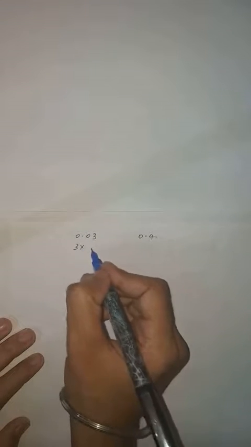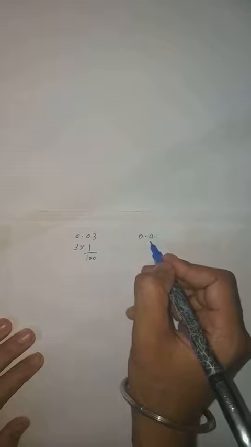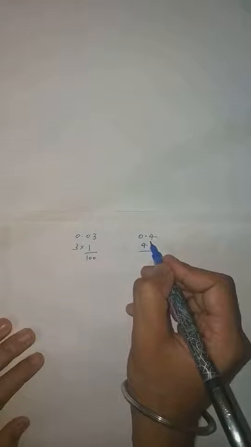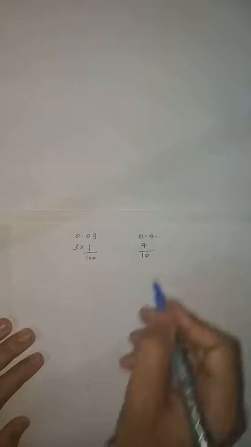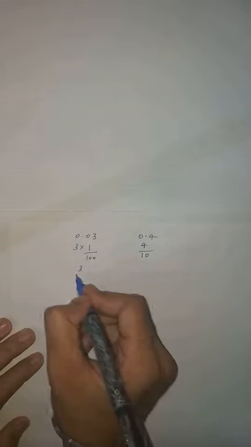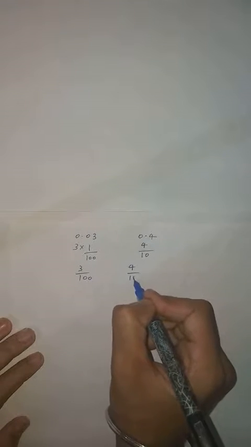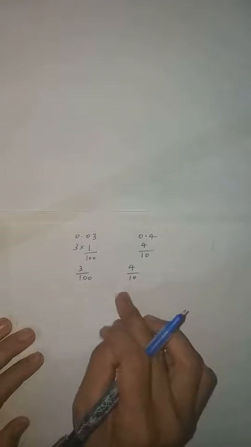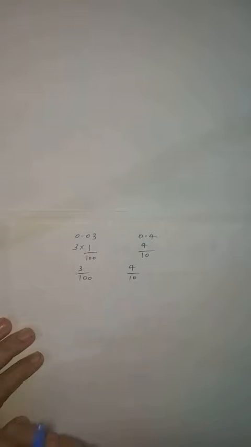So what will you write down? 3 multiplied by 1 by 100, because hundredths means 1 upon 100. Now 0.4 is given. It means 4 upon, after the decimal the first digit is known as what? Tenths. So what will you do here? Multiply by 1 by 10, which means 1 by 10. So this will become 3 by 100 and this will become 4 by 10. Now you have to decide. So what I explained, students, if the denominator is not equal, you have to do the process by which they will become equal.